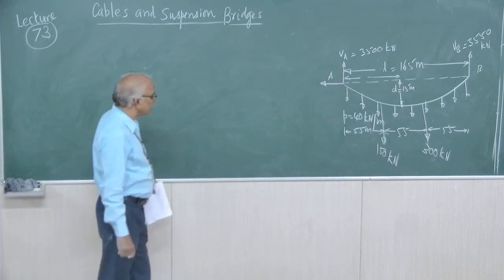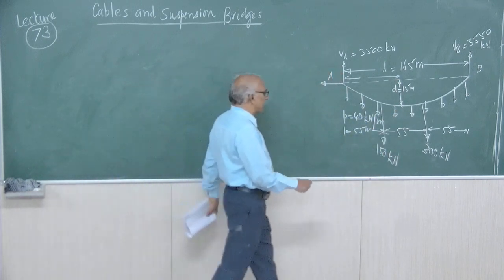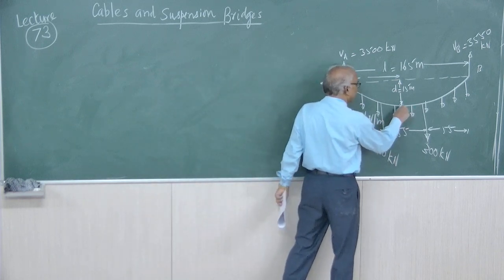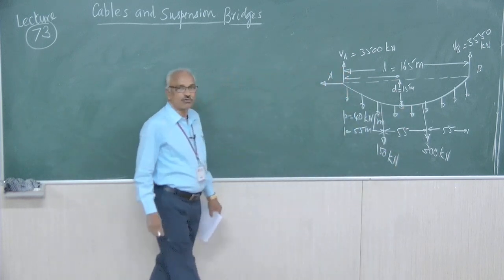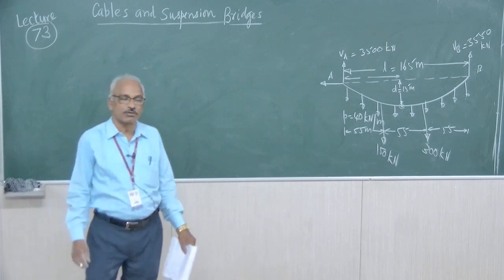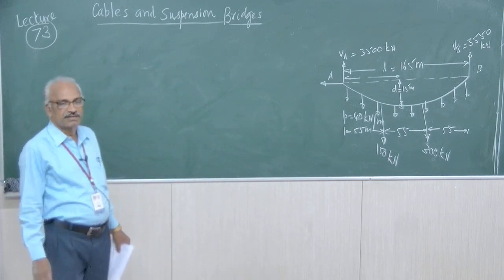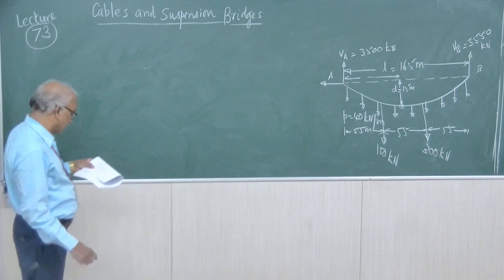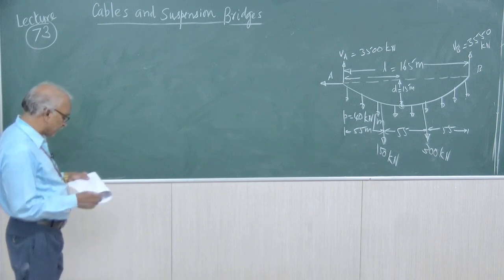Therefore, the maximum dip will occur at the point where the vertical force equals 0. You know, at the lowest point, at the maximum dip, the value of V equals 0. Therefore, the shape of the cable is not parabolic.